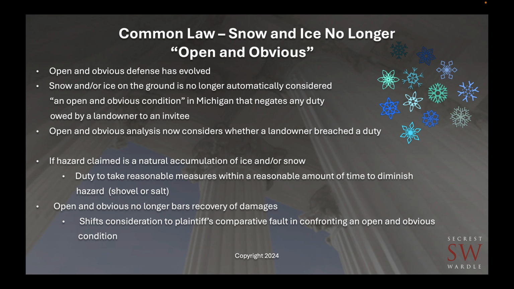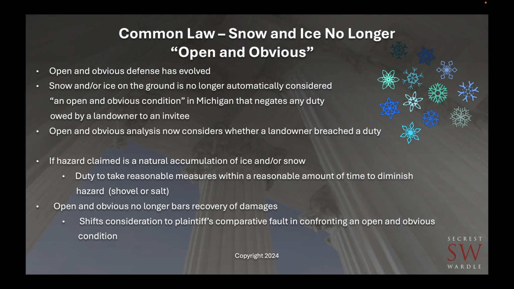With the evolution of open and obvious, the analysis now considers whether a landowner breached a duty that was owed. If the claim arises out of a hazard that is considered a natural accumulation of ice and or snow, then the landlord has a duty to take reasonable measures within a reasonable amount of time to diminish the hazard for practical purposes. Which means, did they go out and shovel and salt, or was someone hired to perform that service within a reasonable amount of time?